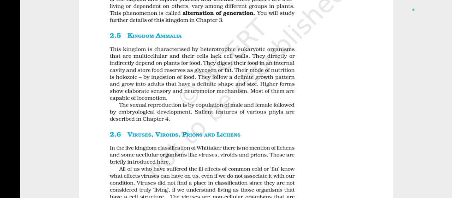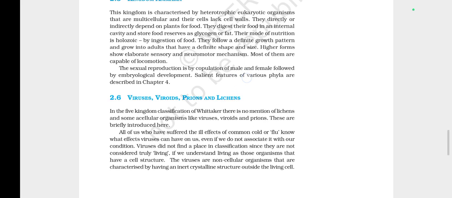They follow a definite growth pattern, with a definite adult shape and size. Higher forms have elaborate sensory and neuromotor mechanisms. Most of them are capable of locomotion. Sexual reproduction is by copulation of male and female, followed by embryological development. Salient features of various phyla are described in chapter 4.